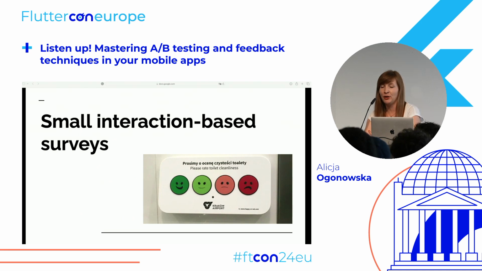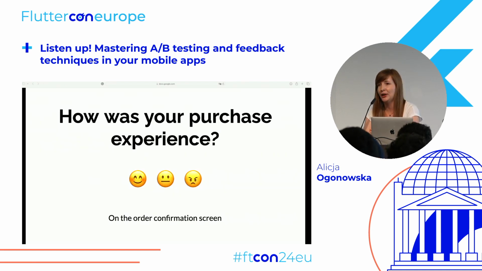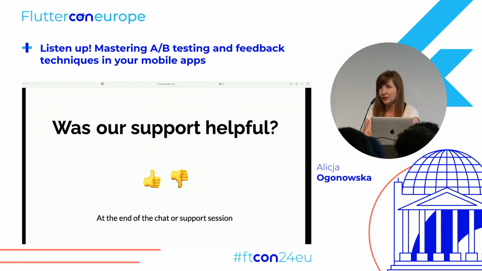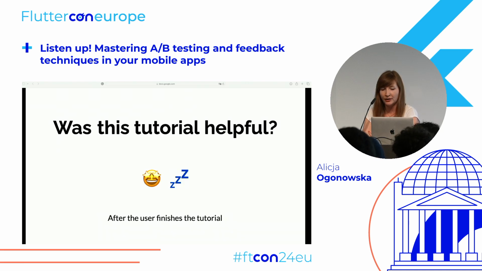Another quick feedback form that you can use is an interaction-based survey. Usually it's a very quick and unobtrusive way of getting your users' feedback, and it usually involves a very simple question that can be answered with just one word, or ideally an emoji. Here you can see an example from Krakow Airport, where you can rate your toilet experience. But I have some other ideas for you, more useful for mobile apps. For example, you can ask the user how their purchase experience was at your order confirmation screen, or if the support was helpful at the end of the support chat, or if the tutorial that they just finished during onboarding was actually helpful or made them fall asleep.